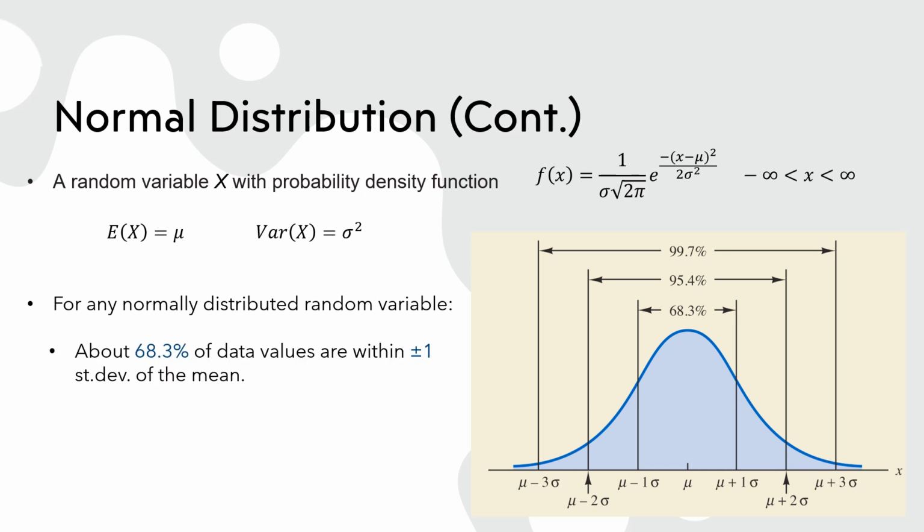Here's what it says. 68% of data is within 1 standard deviation of the mean. If you look at the mean, the center of the distribution, and move 1 standard deviation to the left and 1 standard deviation to the right, you will find that about 68% of all data points lie within this range. 95% of data is within 2 standard deviations of the mean.